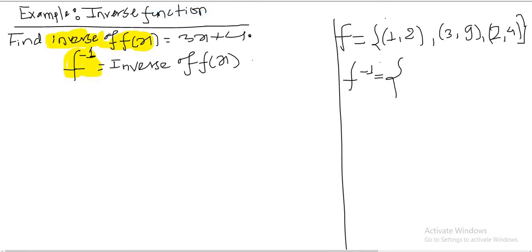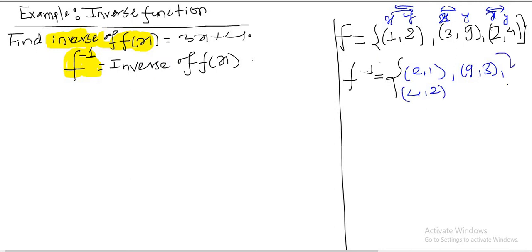This 1 is x and this 2 is y here. This 3 is x and this 9 is y. This 2 is x and this 4 is y. So we have to interchange x and y from all the pairs. It means we write (2, 1), (9, 3), (4, 2). What we have to understand from here is that the domain and range sets are interchanged with each other. Is it or not? Yes, sir.